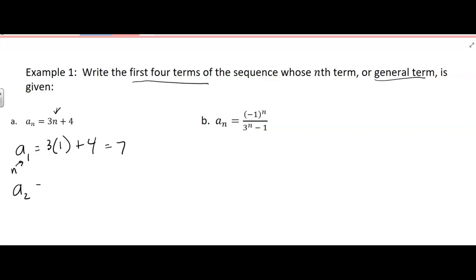What's a sub 2? Well, it's going to be 3 times 2 now. n changed to 2, and then we're going to add 4. So we do a little math. 3 times 2 is 6. 6 plus 4 is 10.